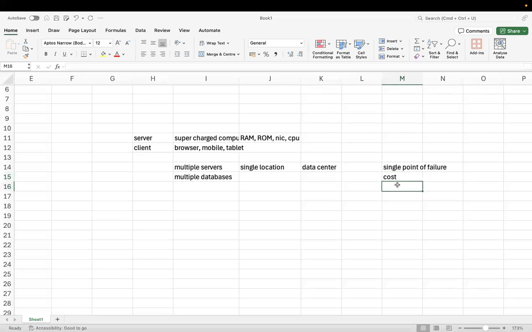Now the second challenge of hosting data in a single location is cost. Assume that today we have a requirement of 100 GB of RAM.